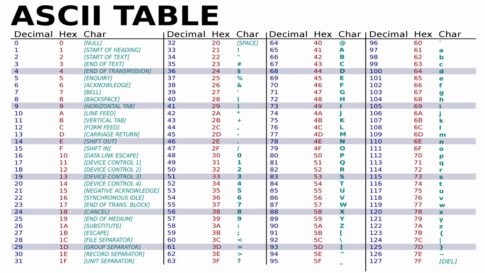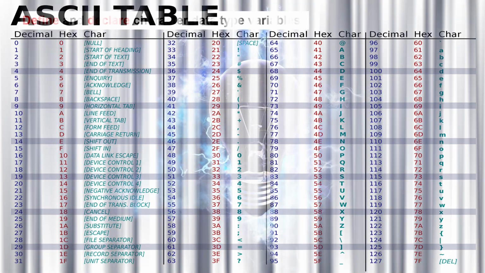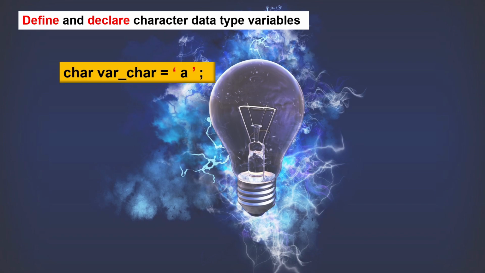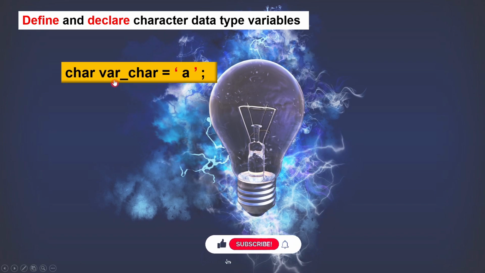Let's look at how to define and declare a character data type variable. Here you can see I have declared a variable of character data type and assigned it a character. And this is the name of the variable. You can name it whatever you want, but in my case it's varchar. However, since it is of the character data type, it can only hold one character at a time. Note down this single quote over here.